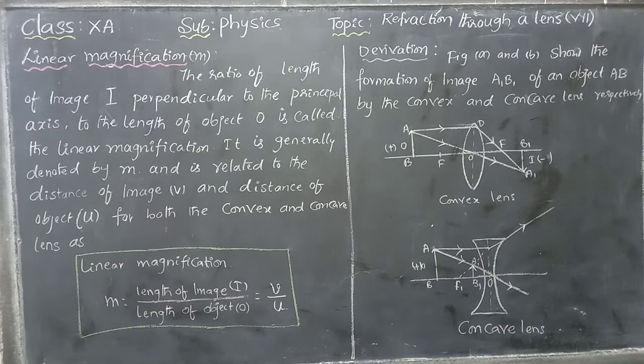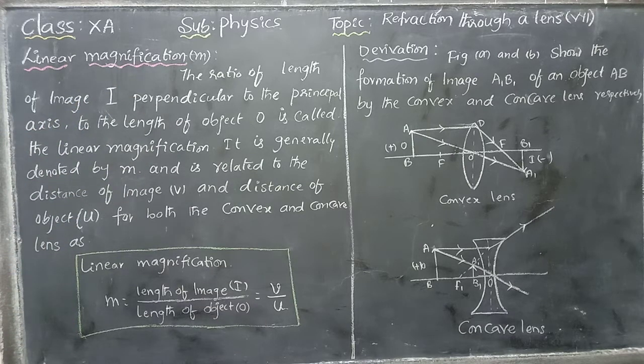Hello children. Next topic is linear magnification, denoted by the small m. Depending upon the position of an object in front of any type of lens, we already know what type of image is forming. That is not sufficient information. Apart from that, we will get the size of the image also, whether it is increased size or decreased size depending upon the position of an object. The entire concept is related to linear magnification.